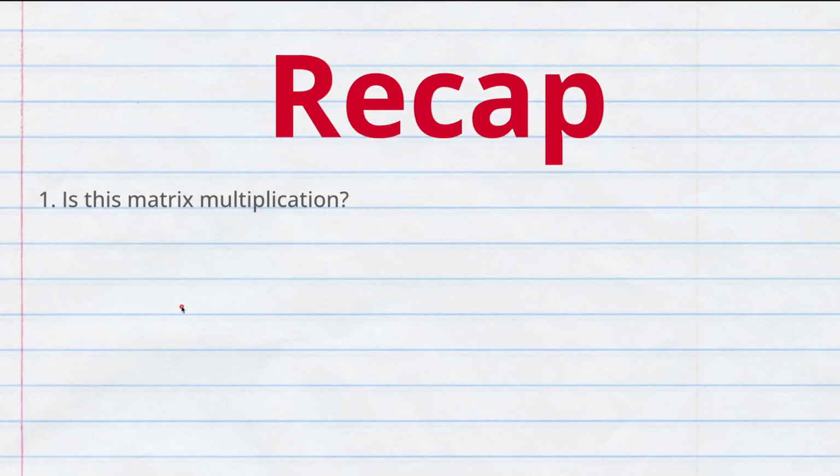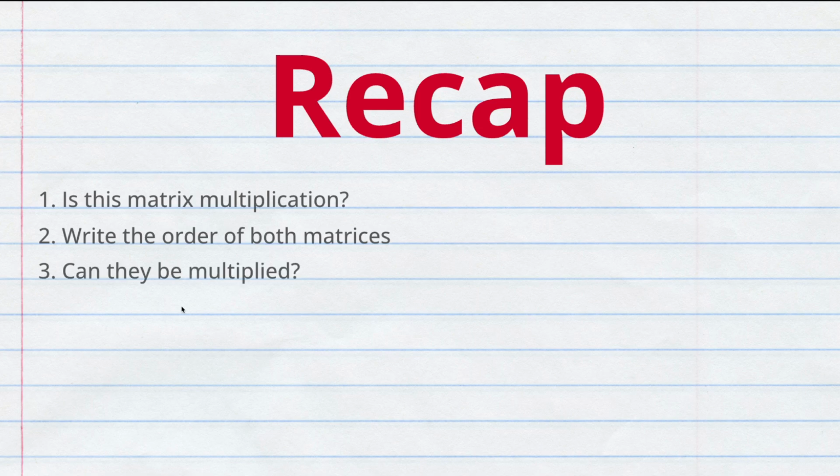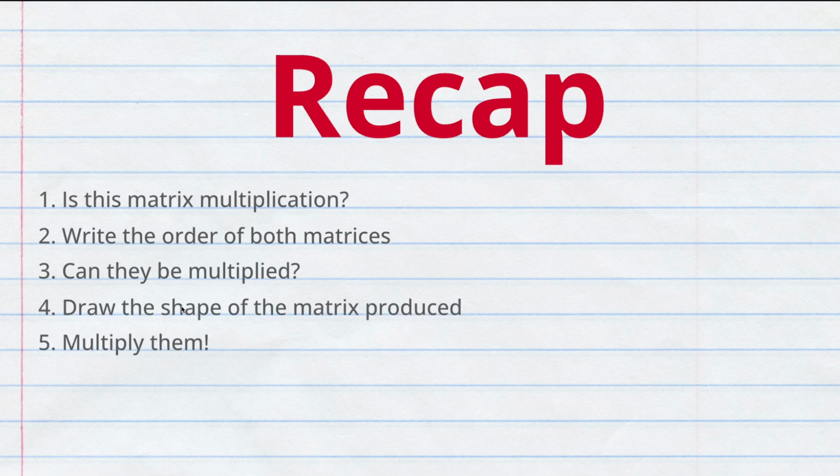To recap, we start by asking ourselves, is this matrix multiplication or is it addition or subtraction? Then we write the order of both matrices, and if they can be multiplied, we draw the shape of the matrix produced. Lastly, we multiply them until there's no more rows left. Now, I believe you have a solid understanding on how to multiply two matrices. You can go on and try the SPM past year question that I've shown in the beginning of this video.